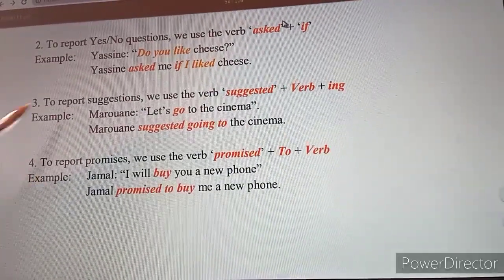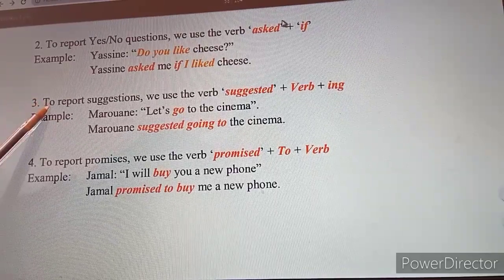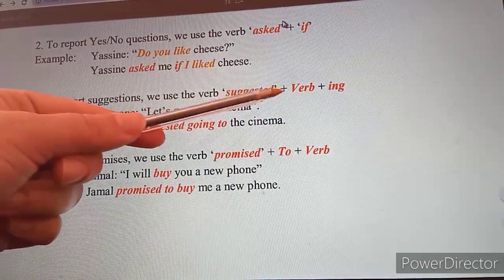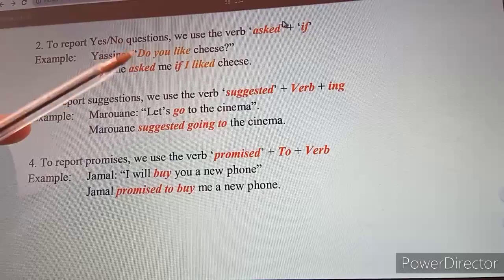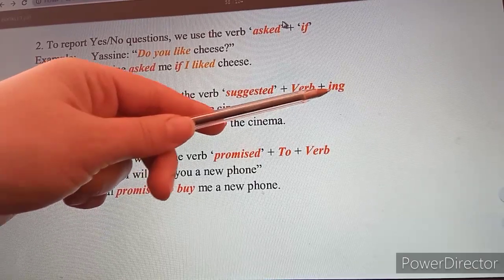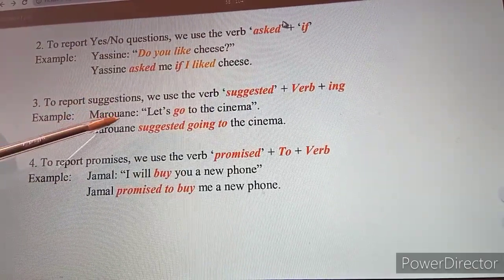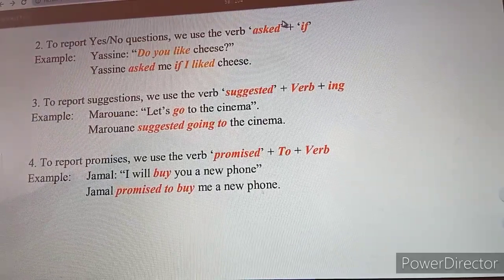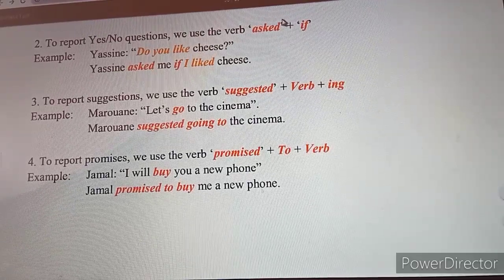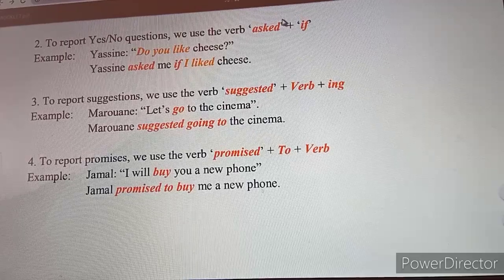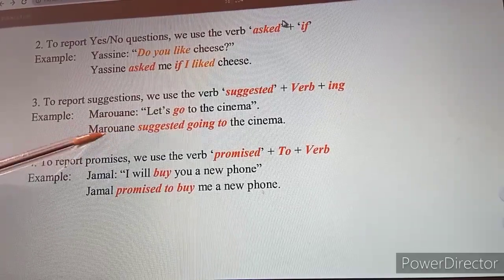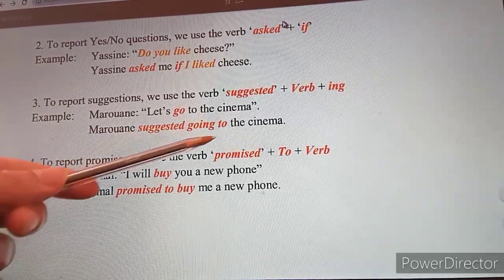To report suggestions. What does mean suggestions? So اقتراحات. عندما نقول الاقتراحات. So we use the verb suggested plus verb plus ing. Clear? نستعمل هذا الverb، هذا الفعل اقترح زائد الفعل زائد ing. So example, Marwan suggests. So here Marwan suggests let's go to the cinema. مروان يقترح لنذهب إلى السينما. So this is a suggestion. هذا اقتراح. So when we report the suggestion, we will say Marwan suggested going to the cinema.